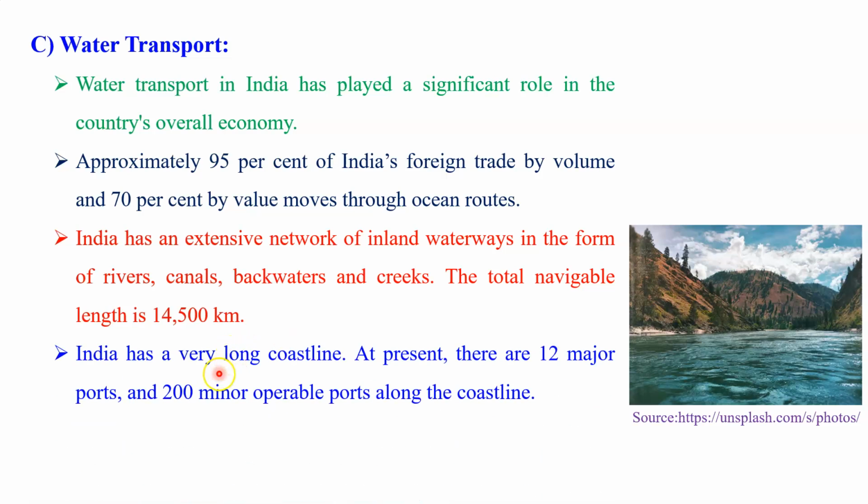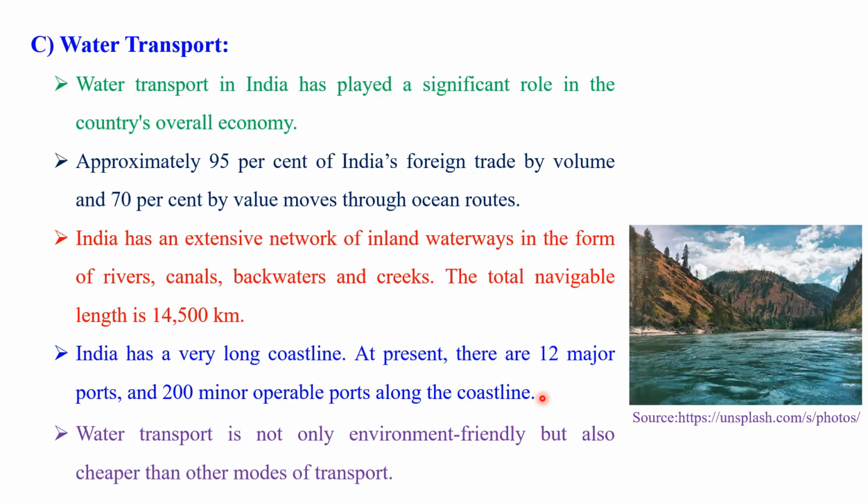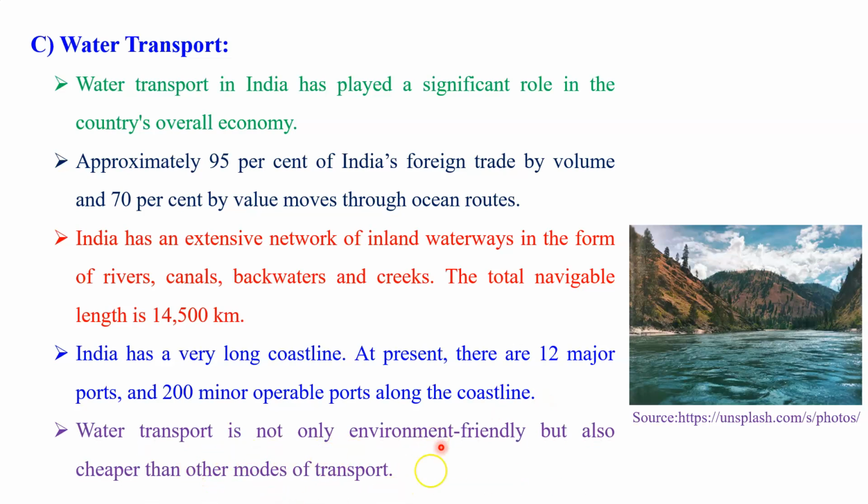Dear student, India has a very long coastline. At present, there are 12 major ports and 200 minor operable ports along the coastline that are used especially for carrying out international trade between India and other countries. So water transport is very important with respect to India's international trade and also internal trade to some extent. Dear student, water transport is not only environment friendly or eco-friendly, but also cheaper than other modes of transportation like railway transportation and road transportation.